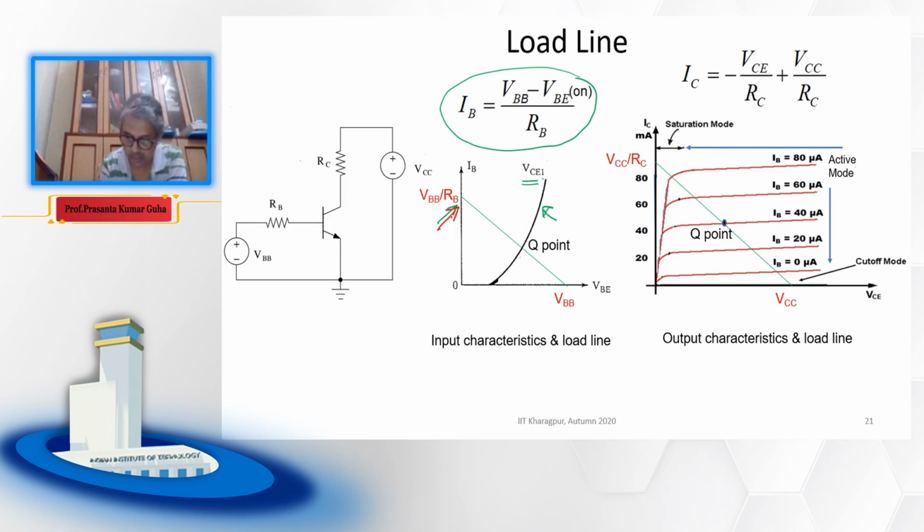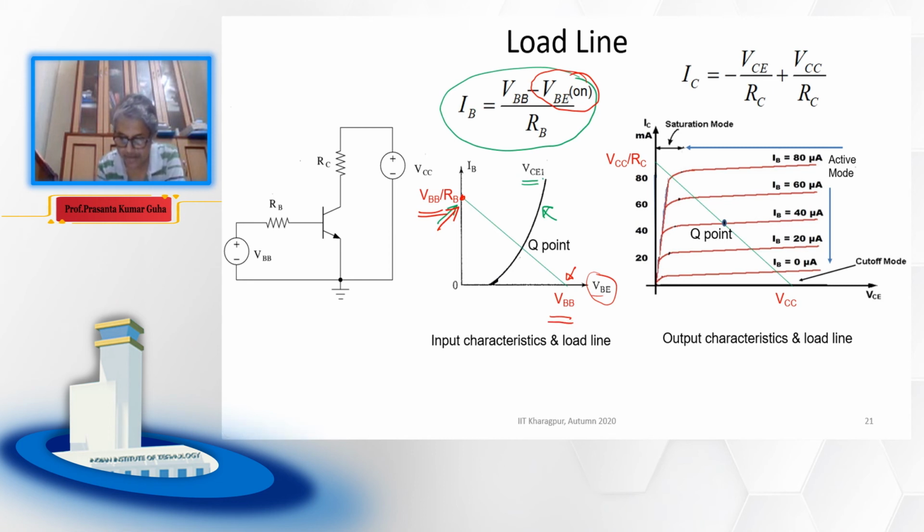At this point here, VB is equal to 0, because VB is 0 on this y axis. So if this is 0, then IB is equal to VBB over RB, which I have written here. What about this point here? This point is IB equal to 0, because it is on the x axis. If IB is equal to 0, then VBE is equal to VBB.